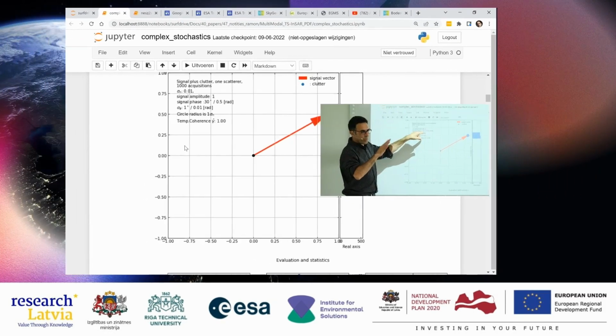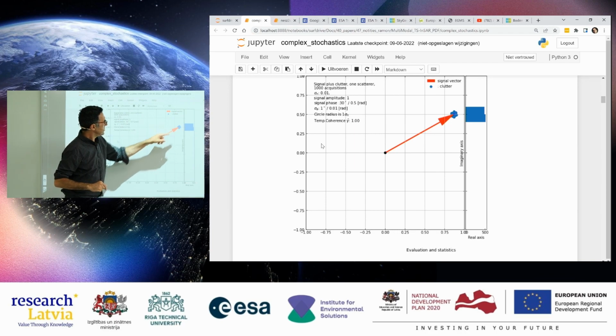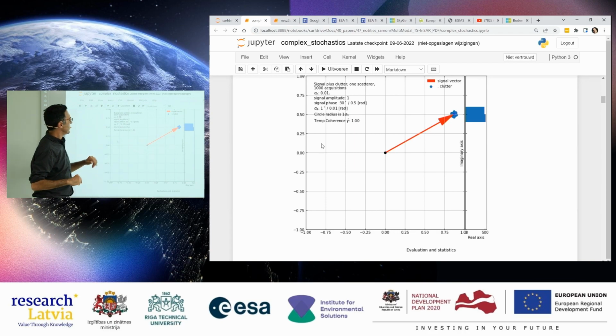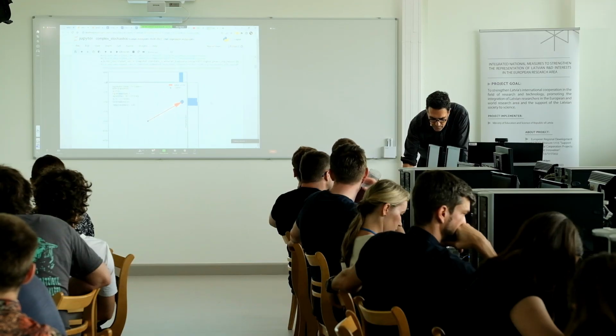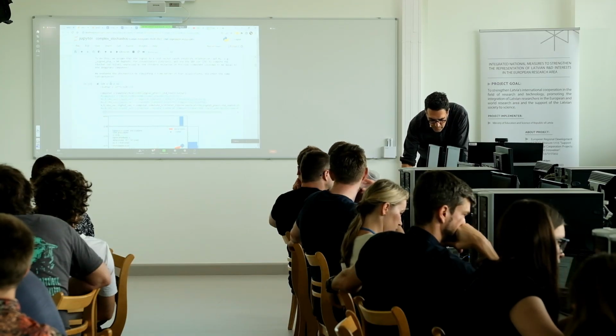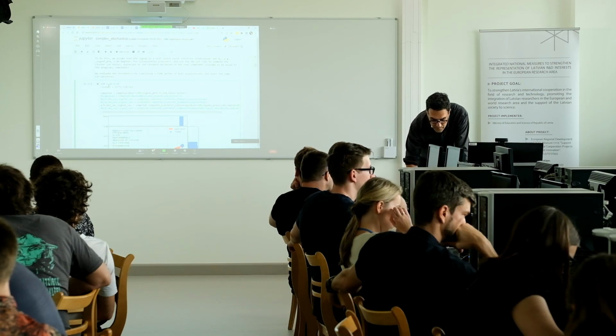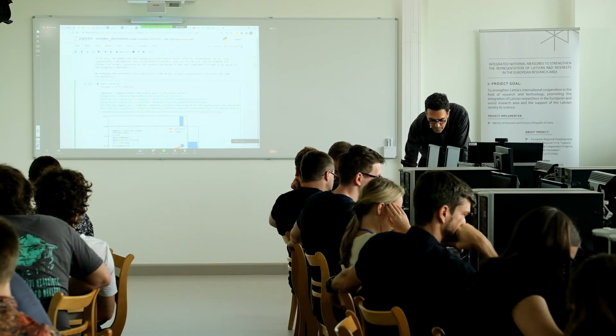The signal amplitude, I always set that to 1. So that is this vector, and the angle is random. I put it to 30 degrees over here. So this would be a very good case, right? Because I have a very strong signal and very little noise. Now let's see what happens if we increase the noise, so let's put it to 10 dBs.